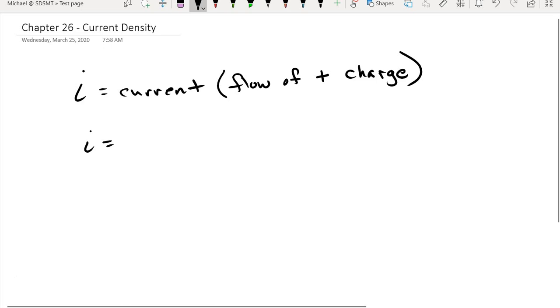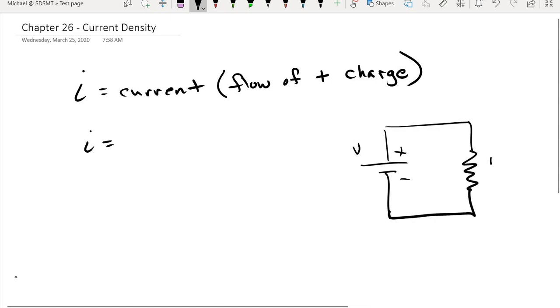So with that in mind, because current is the flow of charge, this means that there has to be a source of charge, and typically that's going to be our battery. And then as charge comes out of the battery, it'll go to a resistor or a capacitor or some other circuit element. But since we're talking about resistors in this chapter, we'll go ahead and stick with the idea of the resistor.